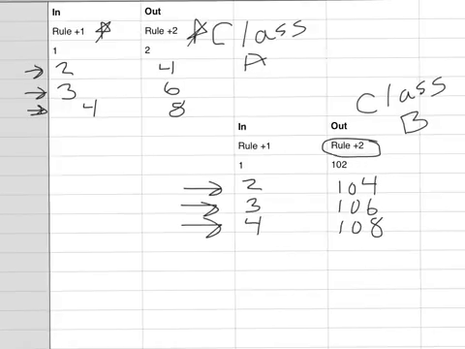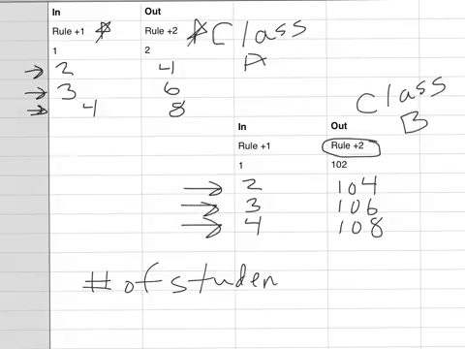So based upon all this information, I can basically give you a little bit of a formula here: the number of students on trip times 2 is going to equal the total cost.